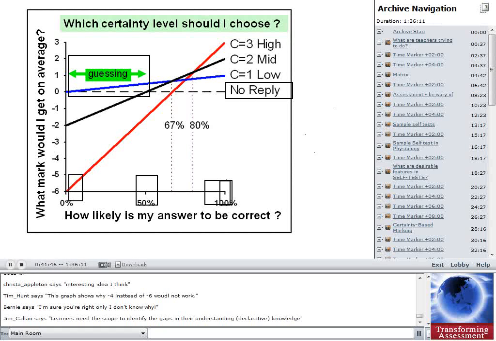Okay, but you do very badly indeed to put down c equals 3 for something in this range, because you'd be on average getting minus 3, minus 4, minus 6 kind of range. So clearly, if you think there's only a low likelihood of being right, even if you think that there's a 50% chance you get the capital of Estonia right, then you're going to be better off to put c equals 1.